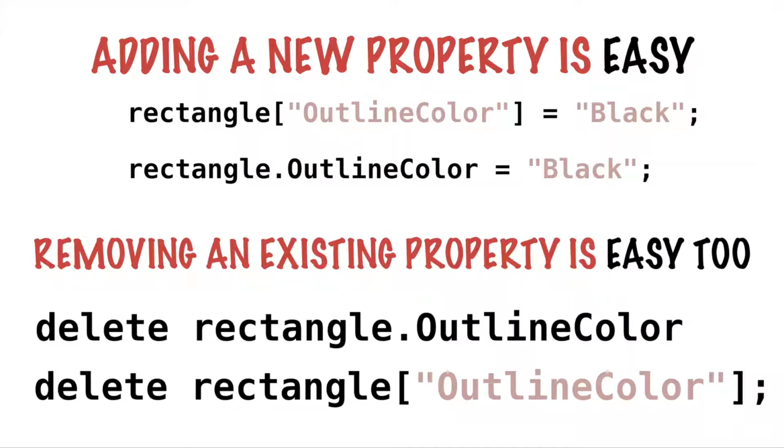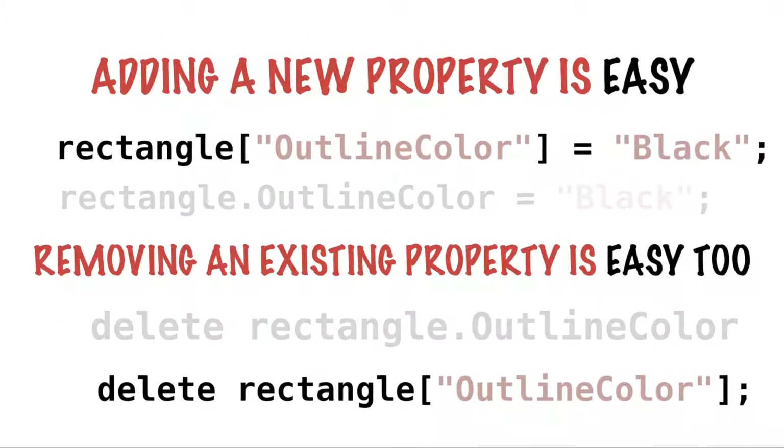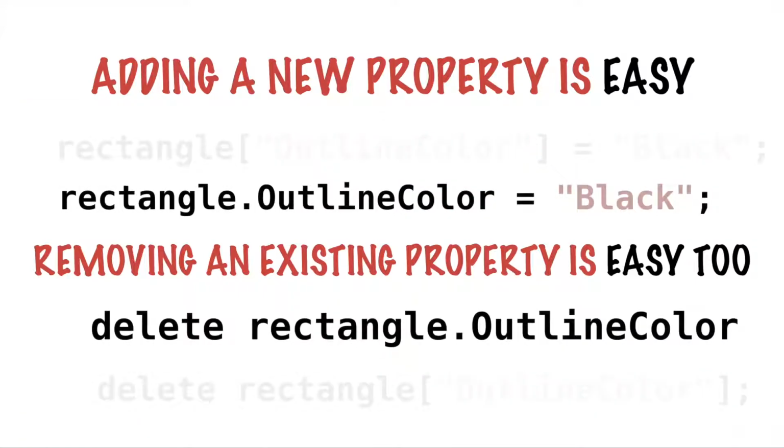Just like in the case of adding properties, there are two ways or two syntaxes which are valid in order to delete properties. So if syntax number 1 used the square brackets to add properties, syntax number 1 in the delete statement uses square brackets once again. They are mirror images of each other, as you can see on screen. Similarly, syntax 2 uses the dot notation to access the outline color property, and similarly it uses the dot notation to delete the outline color property. That's it. This is how you delete properties on the fly from a JavaScript object.